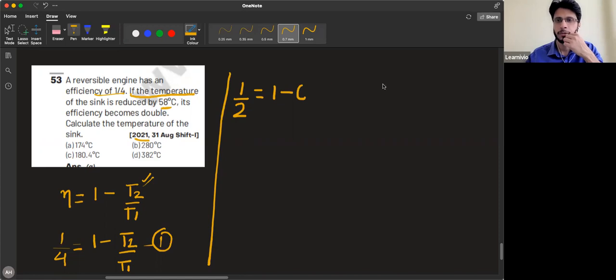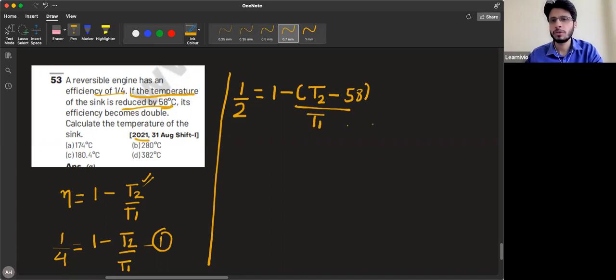In the second part of the question, Pradarshini, Aditya, what is the temperature of the sink now? It'll be T2 minus 50. You're saying that the sink is reduced by 50. It's T2 minus 50, divided by T. You need the temperature of the sink.